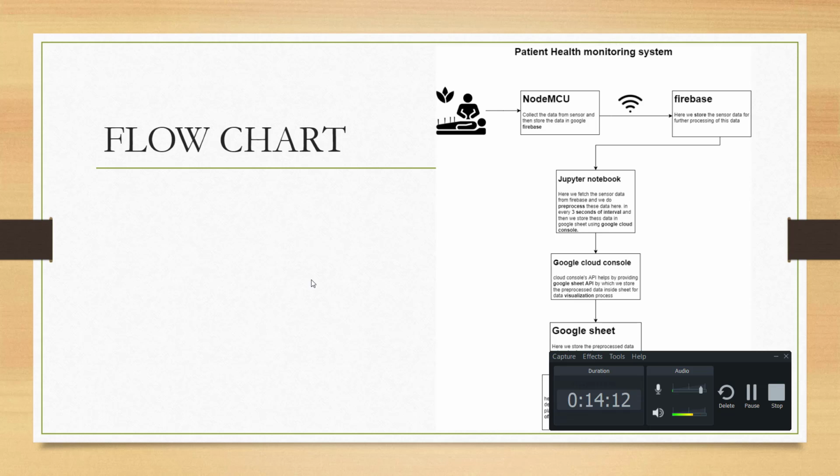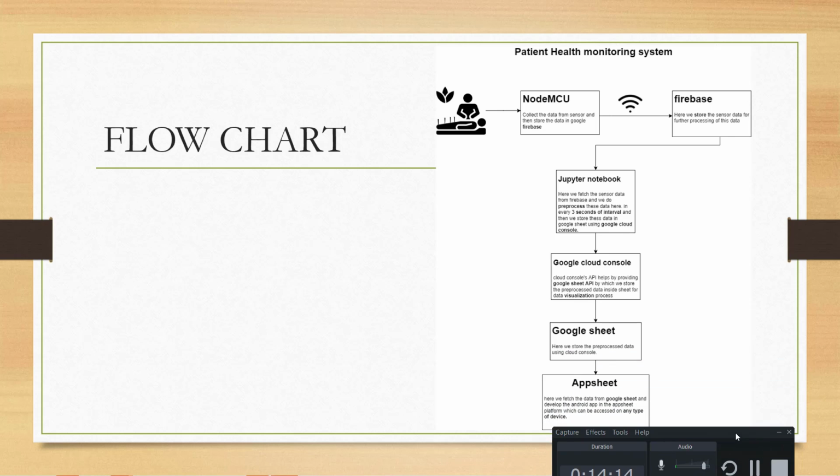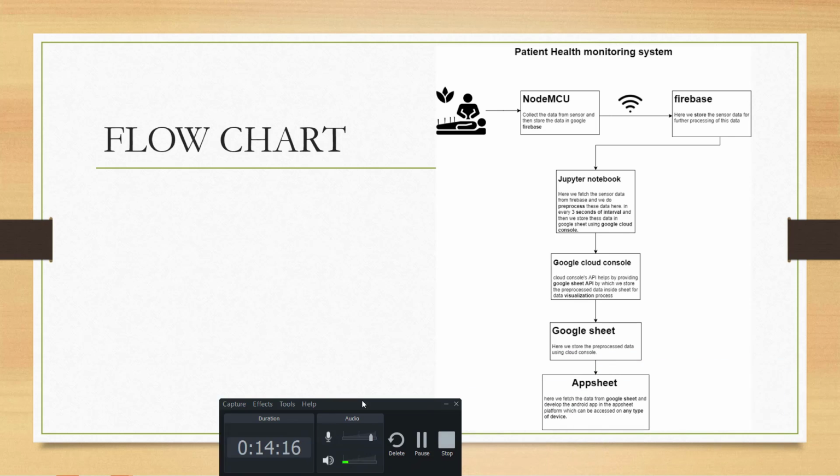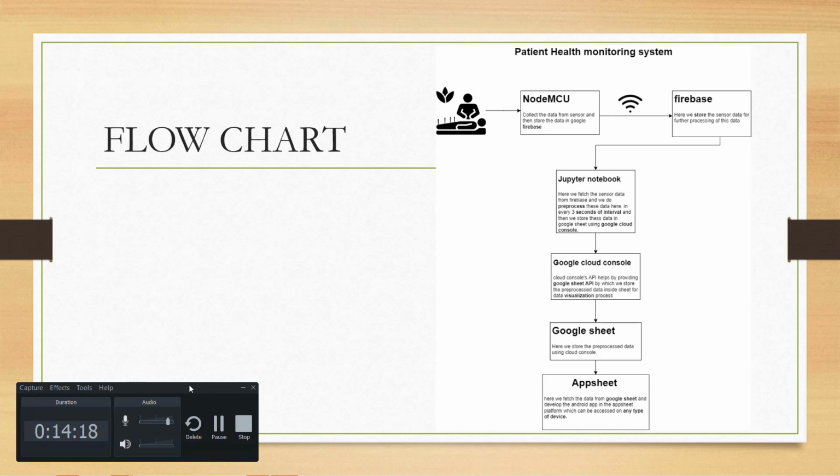Now, first of all, we're collecting all the sensor data from all the sensors that we're using. We are collecting all this data from the sensors and storing it in our Google Firebase. So NodeMCU pushes all the data into our Firebase. Now we're connecting this Firebase to our Jupyter Notebook, where we pre-process all our collected data. All this pre-processing will be talked about by Bismay.